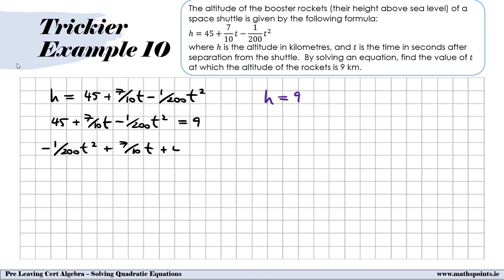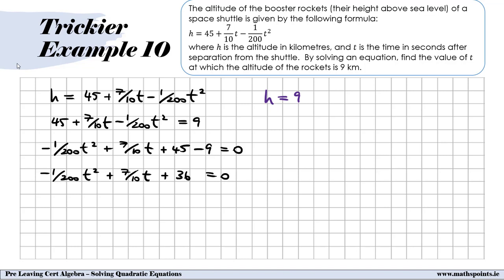Then I have the 45, and to get rid of the 9 from the right hand side, I'm going to subtract 9 from both sides. That leaves me with 0 on the right hand side, which is the form we want for a quadratic equation. I have minus 1 over 200 t squared plus 7 over 10 t, and then 45 minus 9 is plus 36, equals 0. And so this is the correct form we're after.